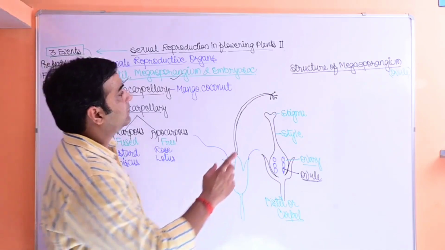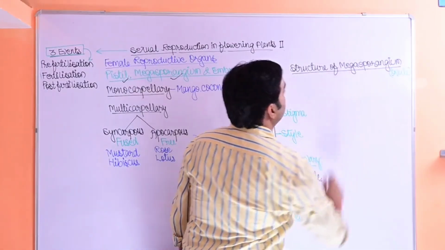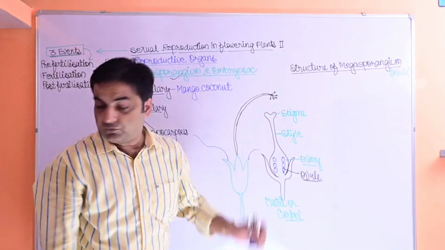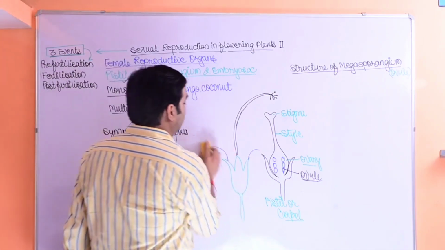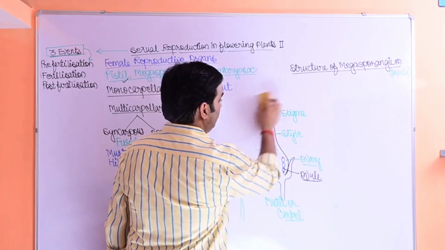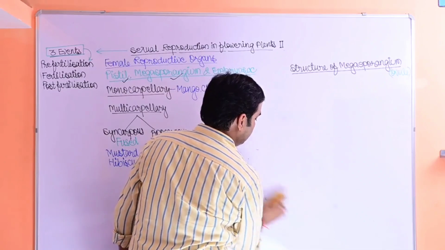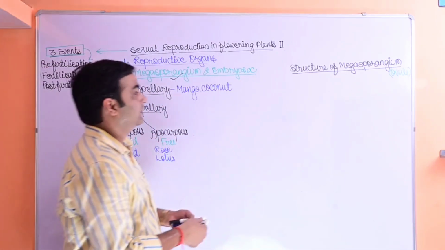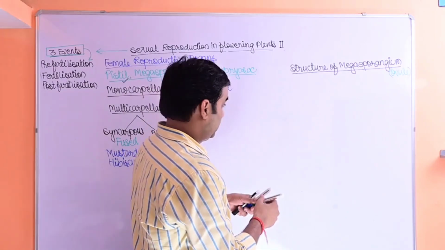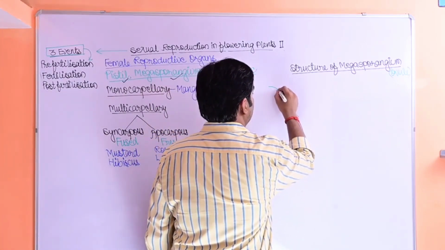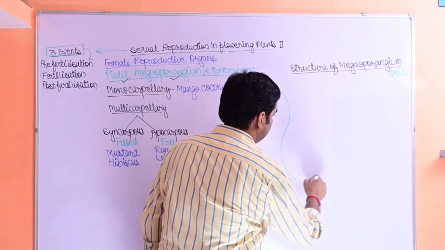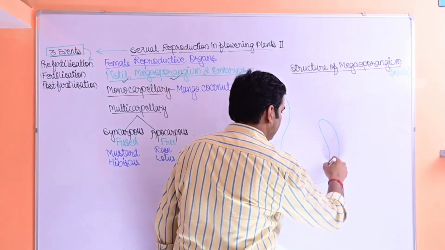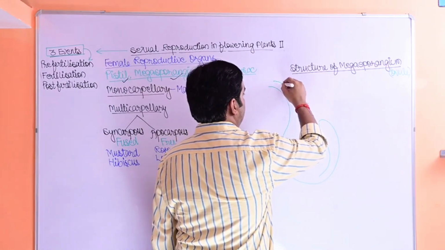So we will discuss the structure of the megasporangium now. So we have to draw a diagram of the megasporangium, and after this we will talk about the further topics. So we need to draw a structure something like this.